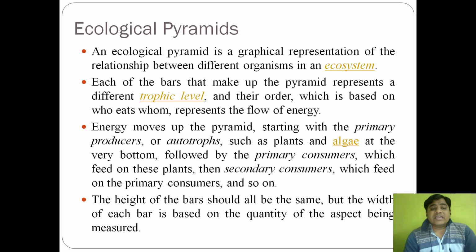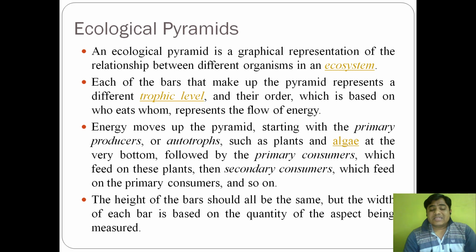Now, energy moves up the pyramid starting with the primary producers, or autotrophs. No doubt, they produce their own food. That's why they are called autotrophs. Such plants and algae are capable of producing their own food. They are at the bottom, followed by the primary consumers, which feed on these plants. Then the secondary consumers, which again feed on the primary consumers, and so on.